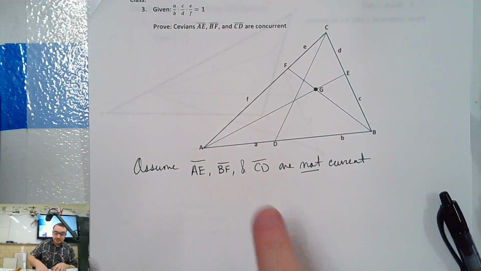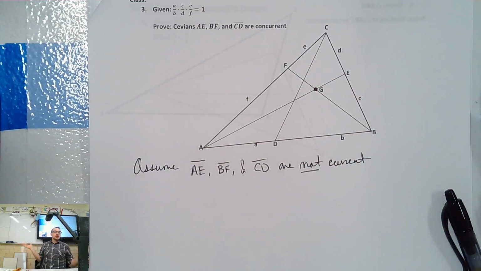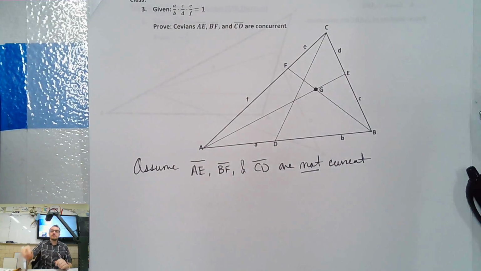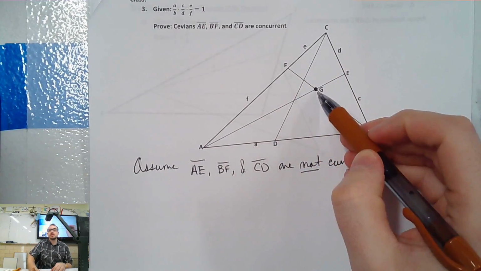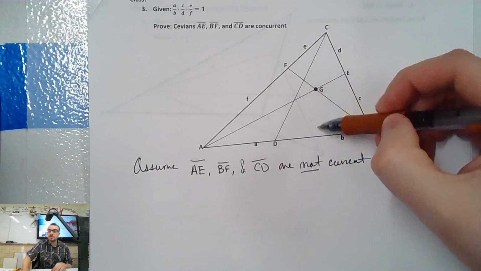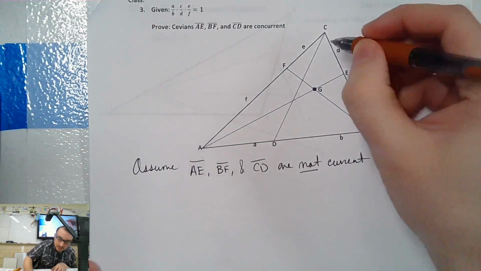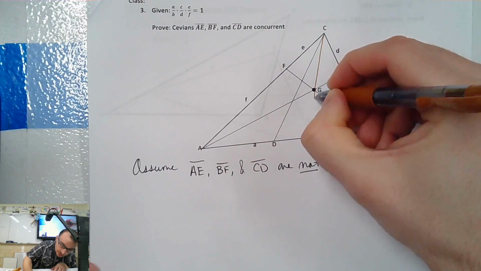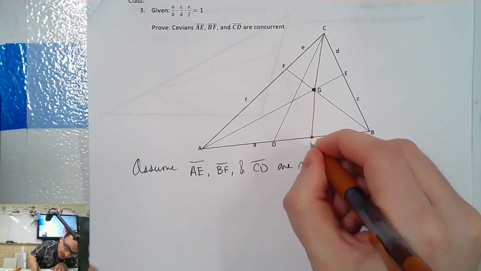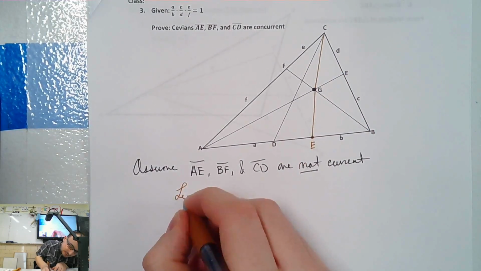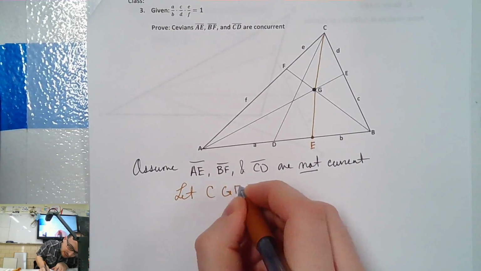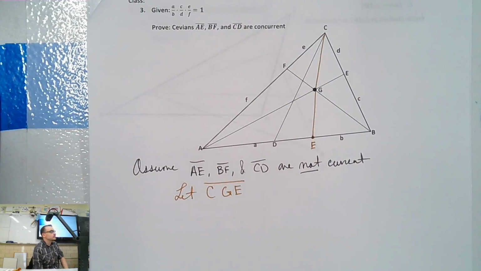Now, it's fair to say that two lines intersect at a point. They're going to intersect at some point. All these guys do. We're going to prove that CD actually does go through G. And the way we're going to do this is we're going to say, if CD doesn't go through G, there should be some line I can draw that goes through G. So I'll draw it. Let CGE exist. So let there be a line that does go through CGE.